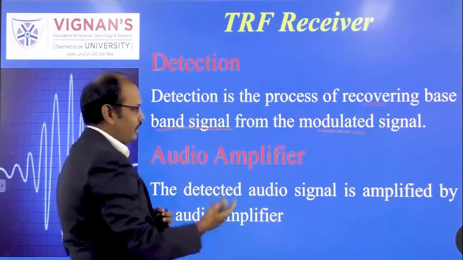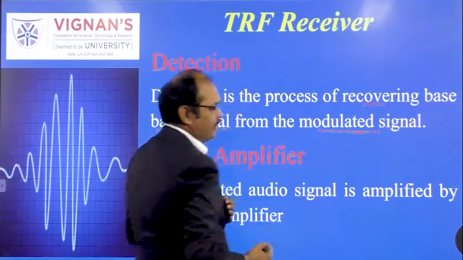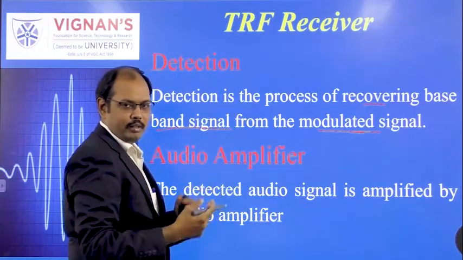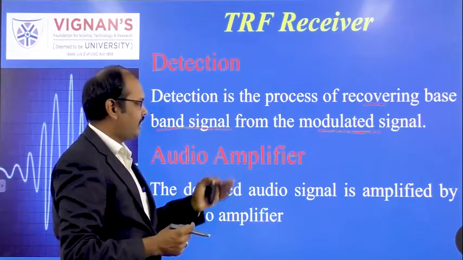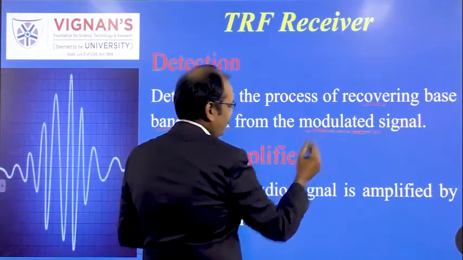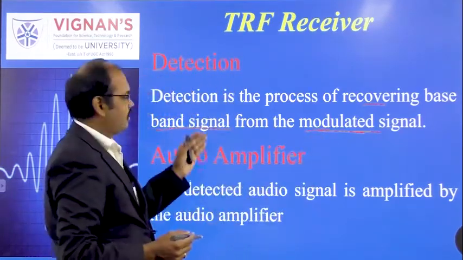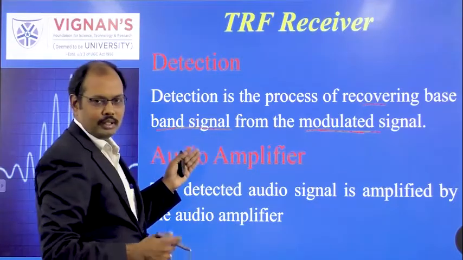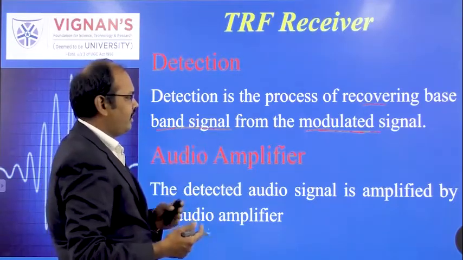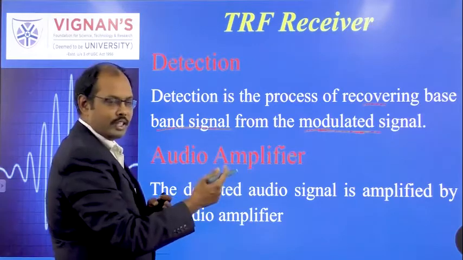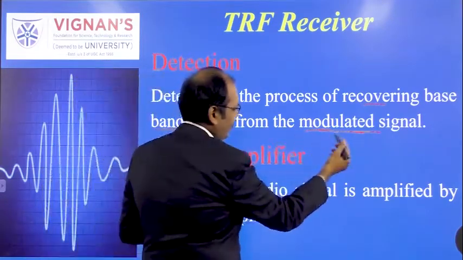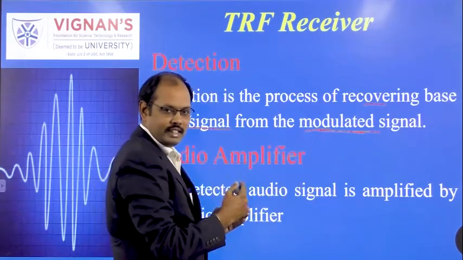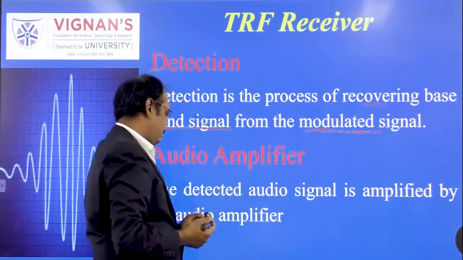After modulation, we call it a modulated signal. That is, you will be mixing both the message signal and the carrier signal together. This is called the modulated signal. Detection is the process of demodulation, where you recover the original baseband signal from the modulated signal. From the modulated signal, I am going to separate the message signal and the carrier signal.